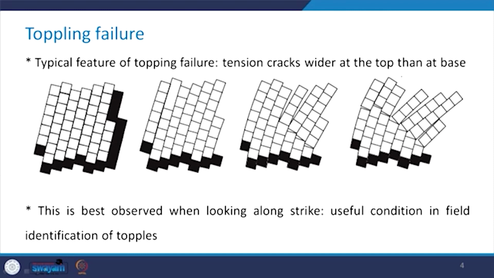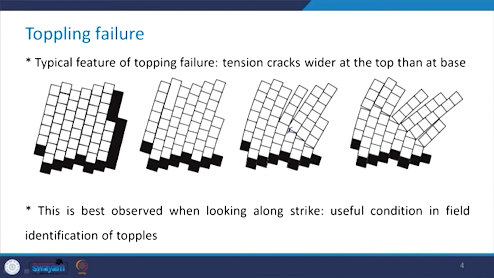The typical feature of the toppling failure is the occurrence of tension cracks which are wider at the top than at the base. You can see that here the width is only this much, however, here the width is larger as compared to what it was at the base. And this is more evident if you look at this figure. You see here this separation is this much, and at the base it is only this much. So, these tension cracks are wider at the top as compared to the base.